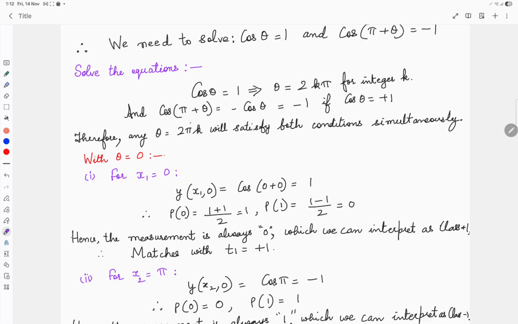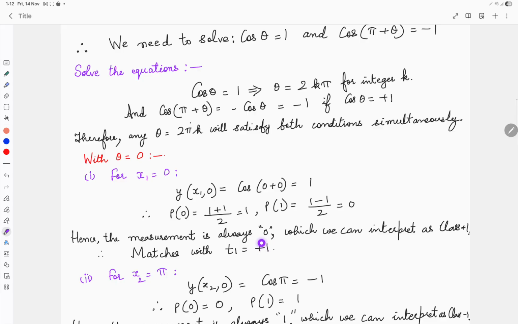For x1 equal to 0, this is our first data point and we have chosen theta value to be 0. So it comes out to be 1. If we calculate the probability, using the same previous formula, 1 plus cos function divided by 2, and this probability of 1 is 1 minus cos of gamma. Gamma was our x plus theta, which comes out to be 0. Probability of 0 comes out to be 1. Hence the measurement is always 0, which we can interpret as class +1, which matches with our target value, which is +1.